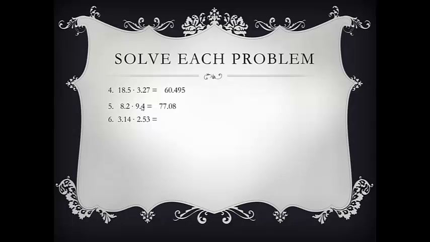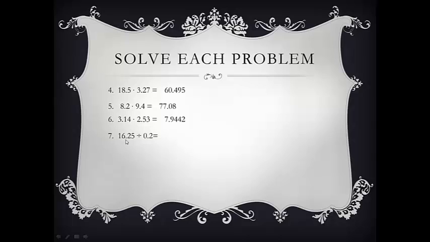Question number 6, 3 14/100 times 2 53/100. Again, not lining up the decimals, just multiply 3-digit by 3-digit. Count the digits when you're done. 1, 2, 3, 4. So my answer has to have 4 digits behind it. So my answer is 7 and 9,442 10,000ths.